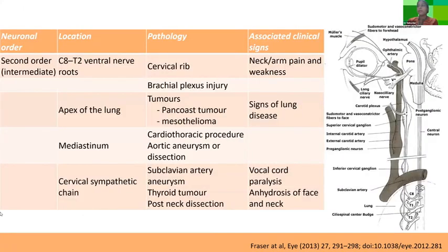Second order Horner syndrome begins from the spinal cord, that is C8 to T2 segments, and from here they accompany the sympathetic paraspinal plexus. Then below the carotid artery and through the inferior cervical ganglion, they reach the apex of the lung and then reach the superior cervical ganglion at the level of carotid dissection. The important pathologies that affect this are cervical rib and tumors, and the most common is the Pancoast tumor.